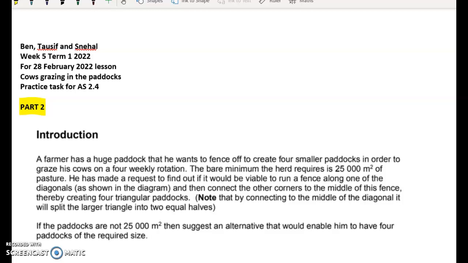This is part 2 of the cows grazing in the paddocks practice task. So you really need to have watched part 1 first. If it goes too slowly, just put it on double speed or just watch the last bits.